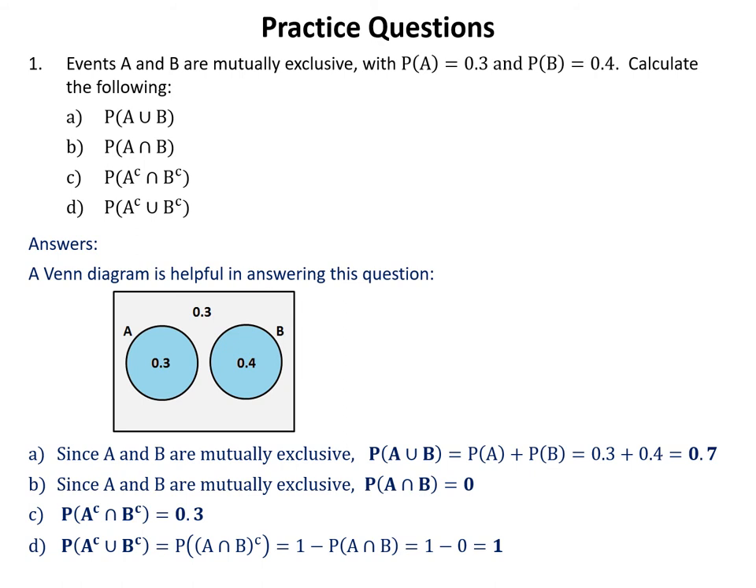And the probability of that would equal 1 minus the probability of A intersect B, which, as previously discussed, the intersection is 0. So the answer here is equal to 1 minus 0, which equals 1.